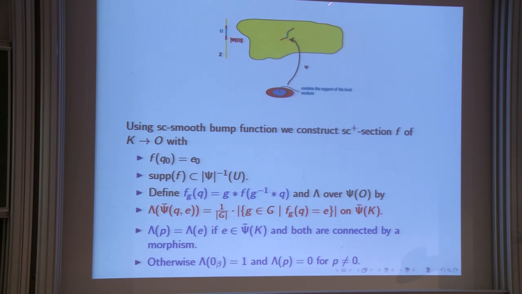Either I can reach this slice or not. If I cannot reach the slice, I put the weight 1 on the zero section. And if I can reach this slice by morphism, then I define it like this: I look at what point is there, and I give it the same value. And that is an SC plus section now defined globally.